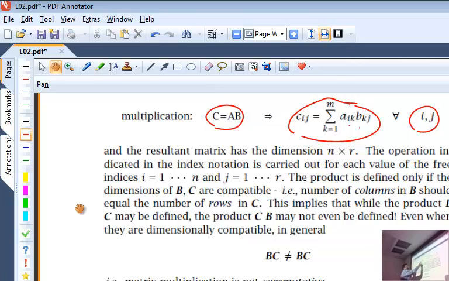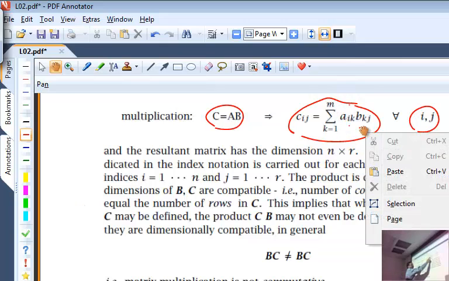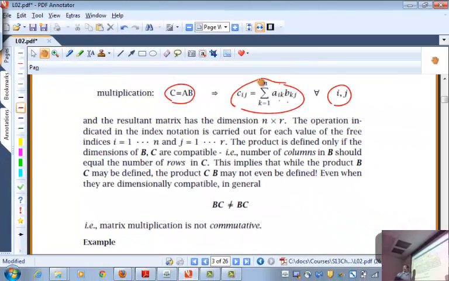So by the nature of this product that we have introduced, BC is not equal to CB. In fact, the product may not even exist when you reverse the order, because the inner dimension of B and the outer dimension of C must be compatible. Okay, so if you have 2 by 3 and 3 by 4, you can make a product out of that, but if you change the order, then the inner dimensions won't be compatible. What I mean by that is the outer dimension of A is K, the inner dimension of B is K. They must have the same range going from 1 to n. Okay.